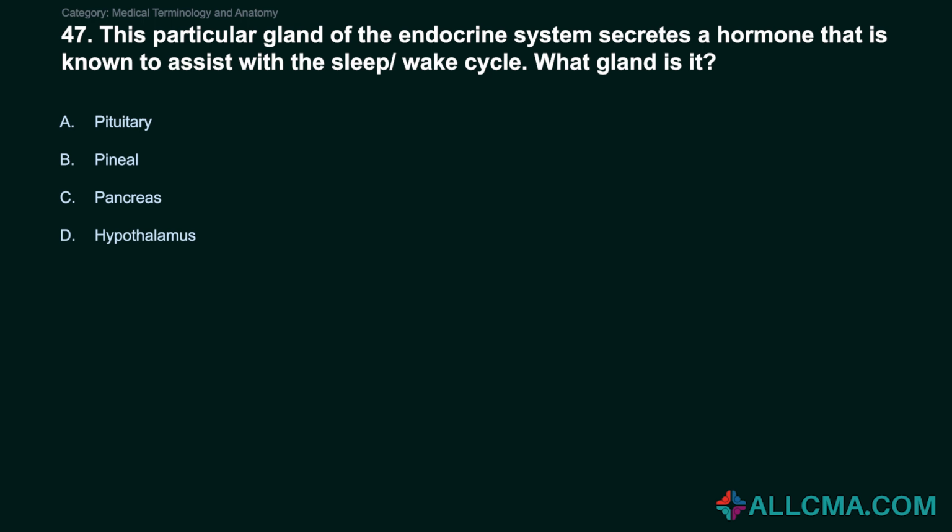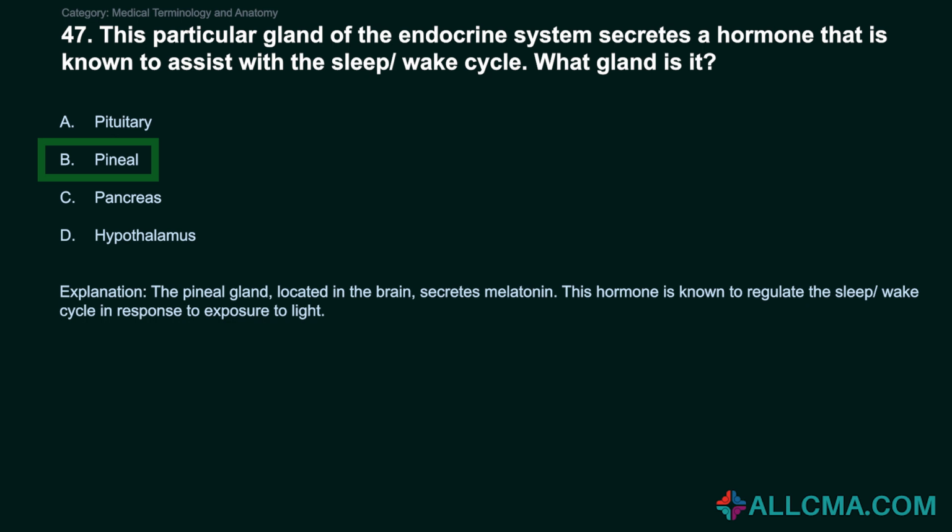What gland is it? A. Pituitary, B. Pineal, C. Pancreas, D. Hypothalamus. Correct answer, B. Pineal. The pineal gland, located in the brain, secretes melatonin. This hormone is known to regulate the sleep/wake cycle in response to exposure to light.